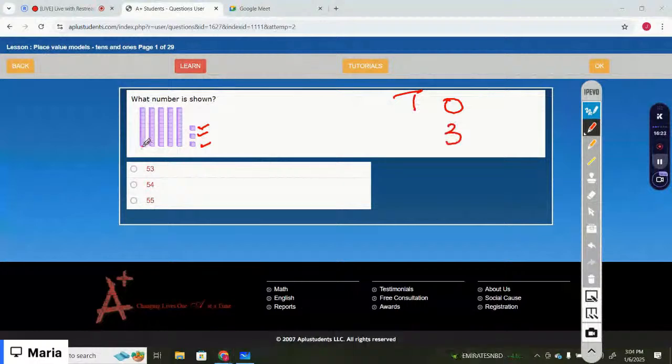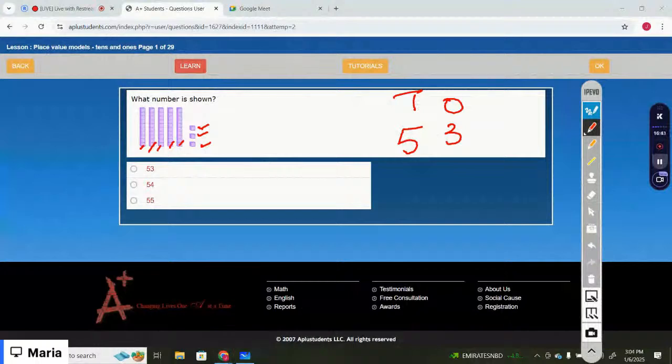Now look at these bars, one, two, three, four, 5. These vertical bars have 10 small squares and they represent tens. You have 5 lines like this. So that means the tens digit is 5. So the digit they make together is 53.